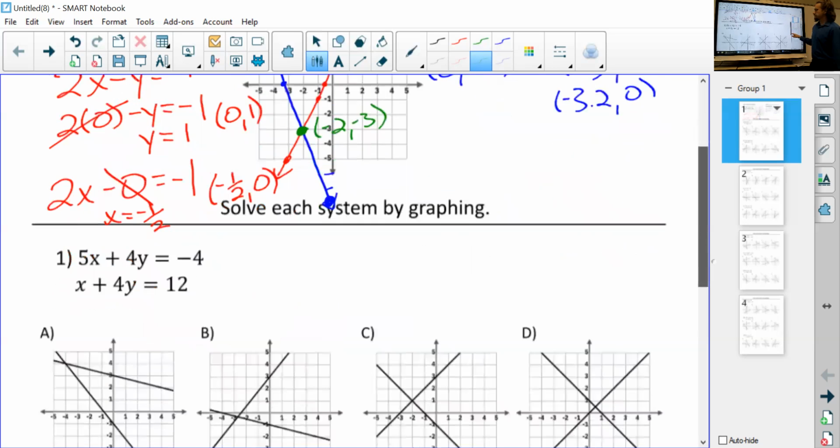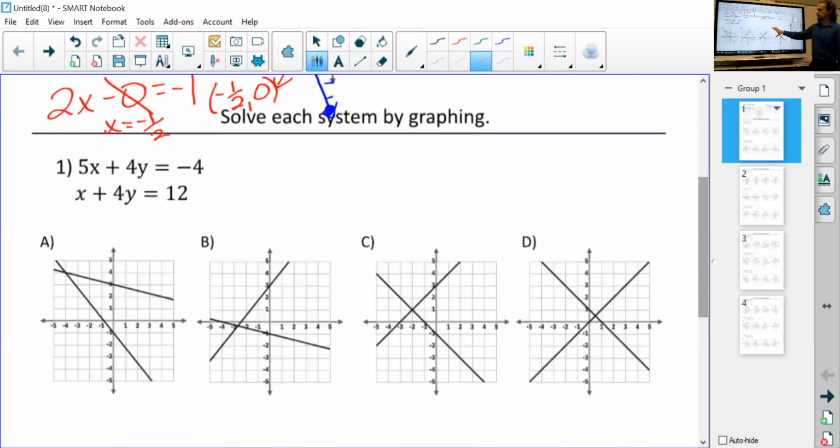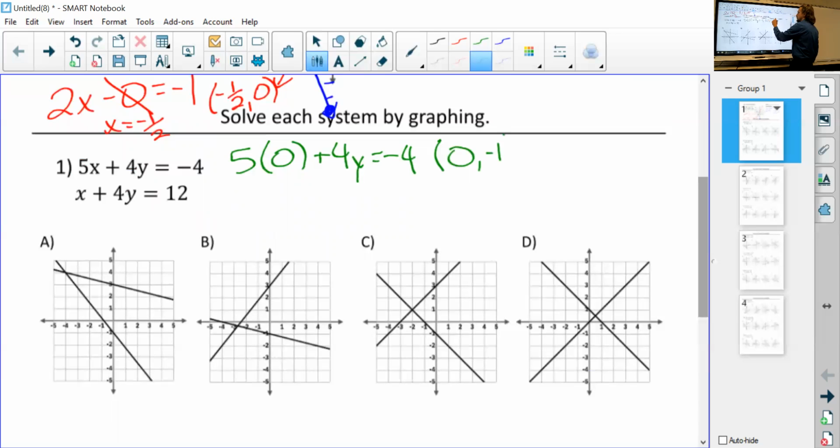Okay? Fortunately for you, these are all multiple choice. So you just have to find the graph that looks closest to your equation. Even if it doesn't work out perfectly, like this one here, 5x plus 4y equals negative 4. If we say 5 times 0 plus 4y equals negative 4, we know we're going to have one point at 0, negative 1, because this will cancel out. Divide both sides by 4, we get y is negative 1.